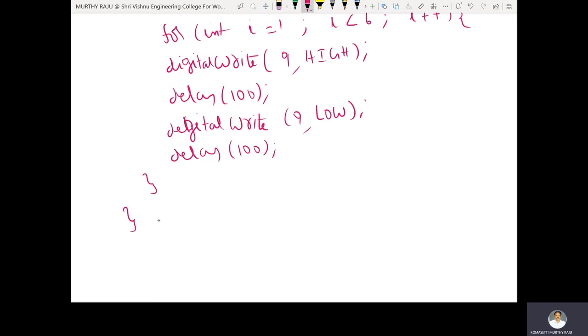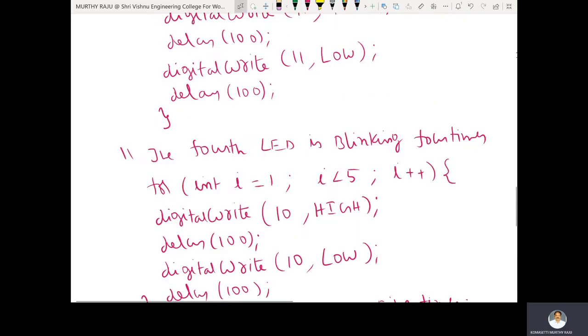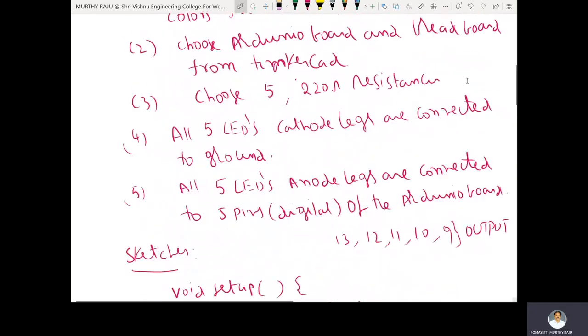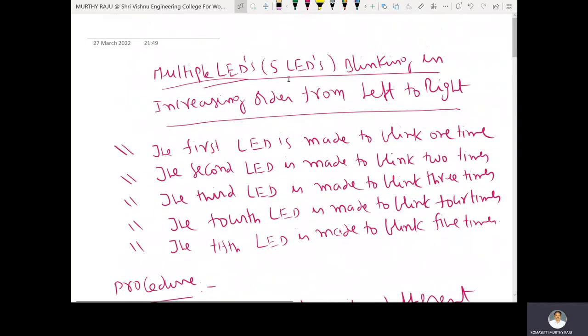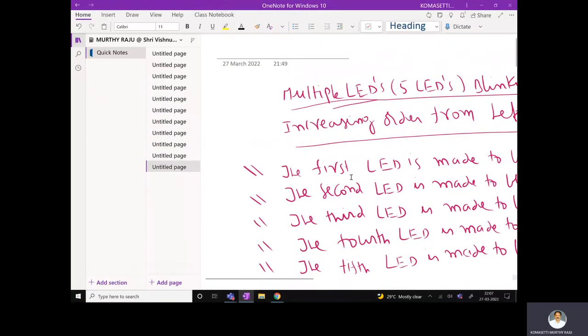Exit 1. This curly bracket is for exit 1. This is the code or sketch for these 5 multiple LEDs blinking in increasing order from left to right. Now I will demonstrate this concept by using Tinkercad.